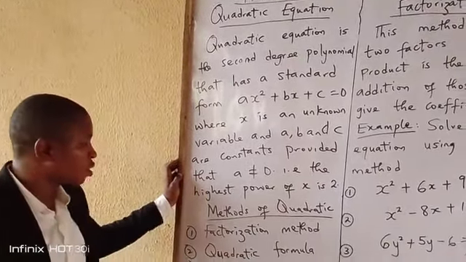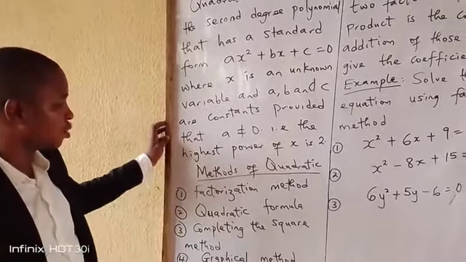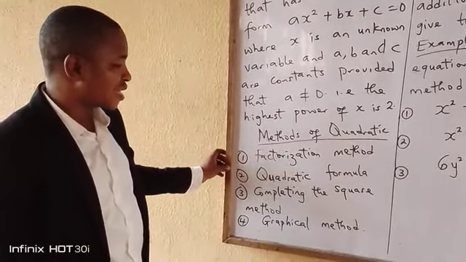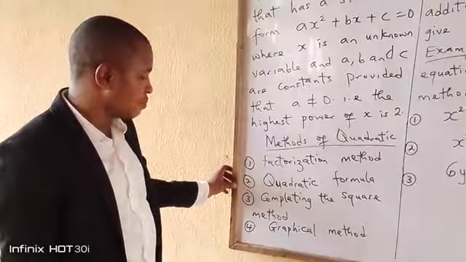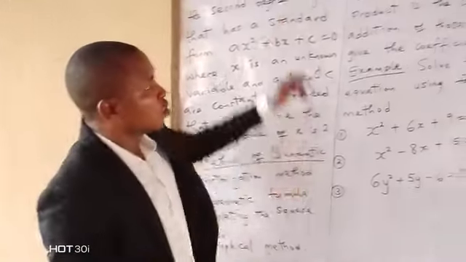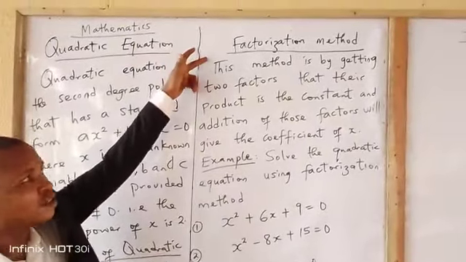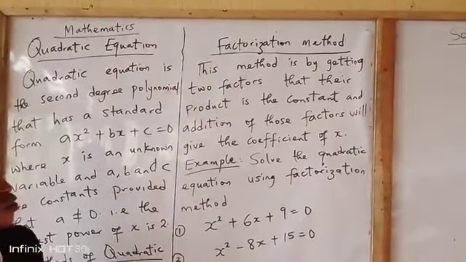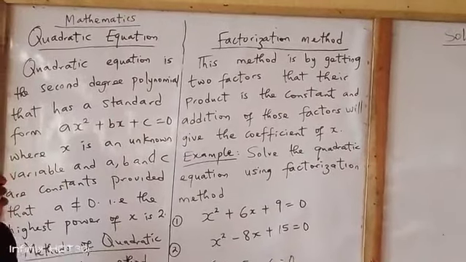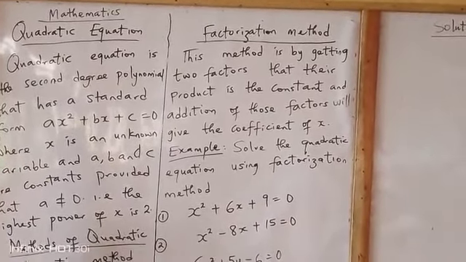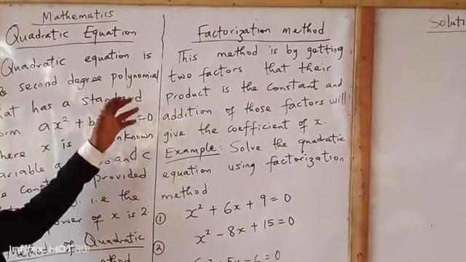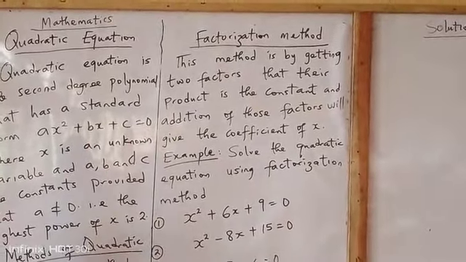Then we have 4 methods of solving quadratic equation. Number 1, we have factorization method, quadratic formula, completing the square method, and graphical method. Today we want to explain factorization method. What is factorization method? This method is by getting two factors which are the products of the constant value that we have, and the addition of those factors will give the coefficient of x.